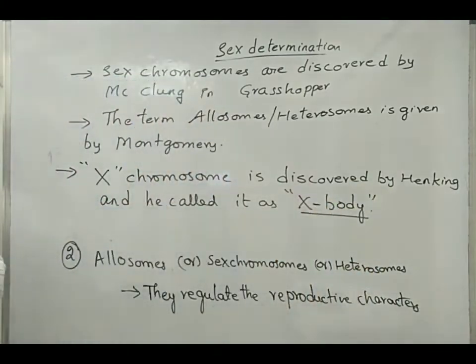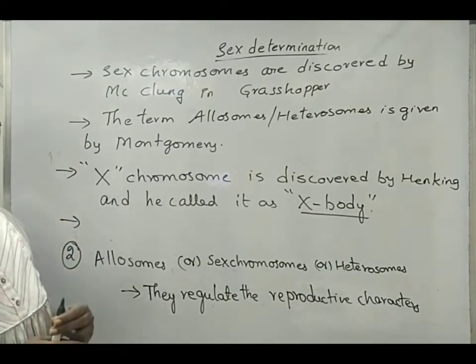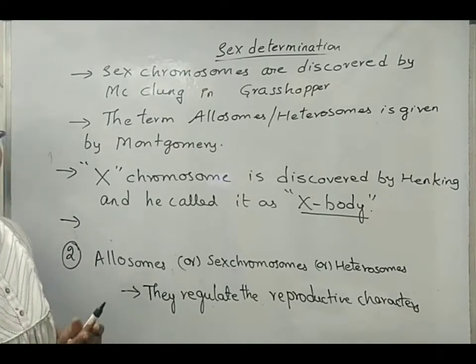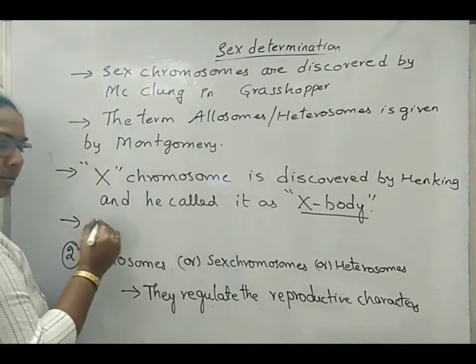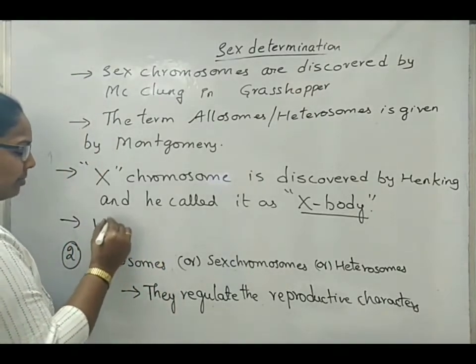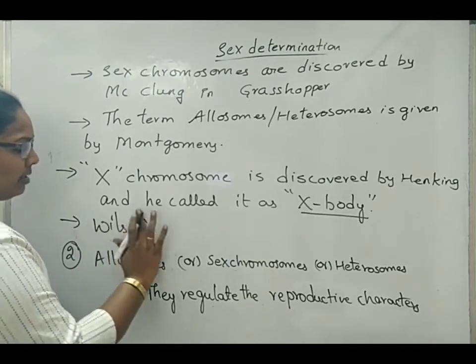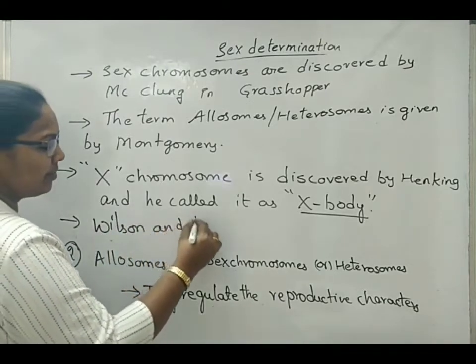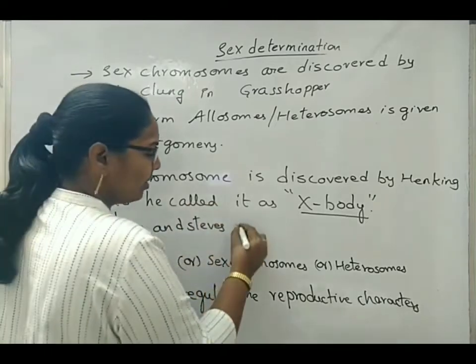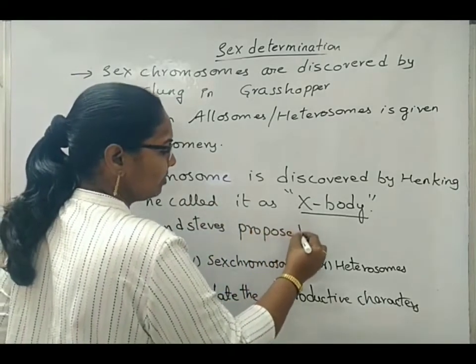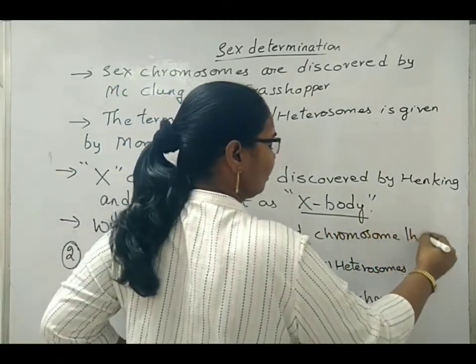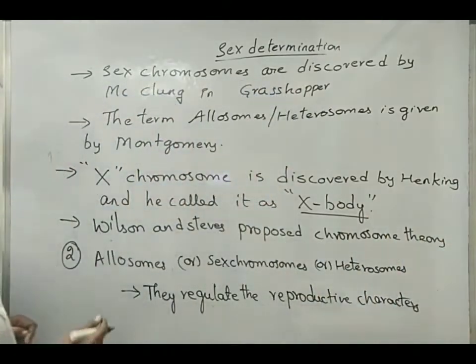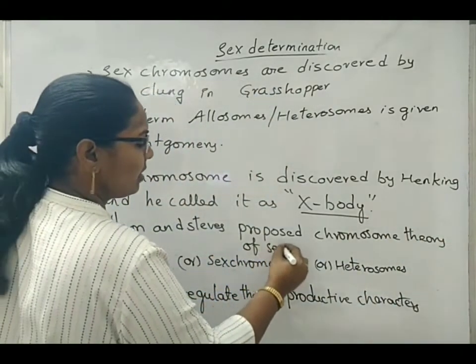Now, based on the functions of these allosomes or sex chromosomes, Wilson and Stevens proposed the chromosomal theory of sex determination.